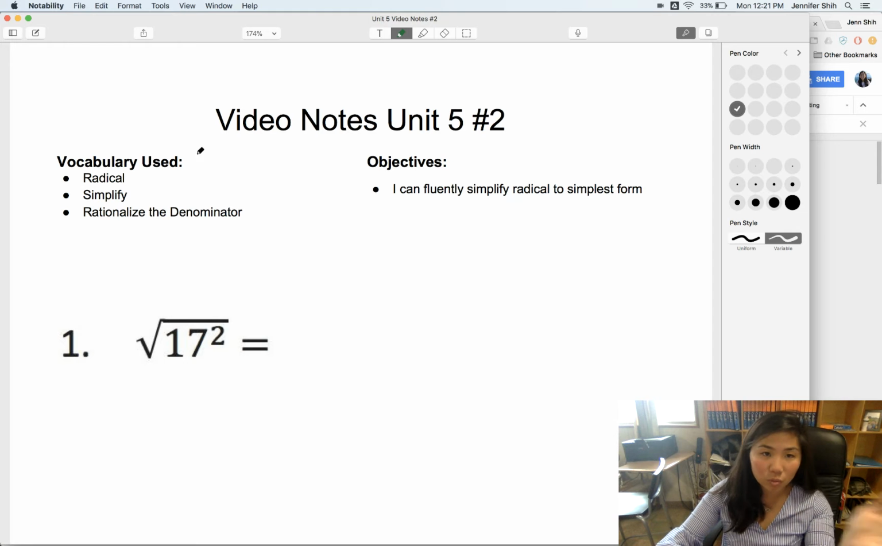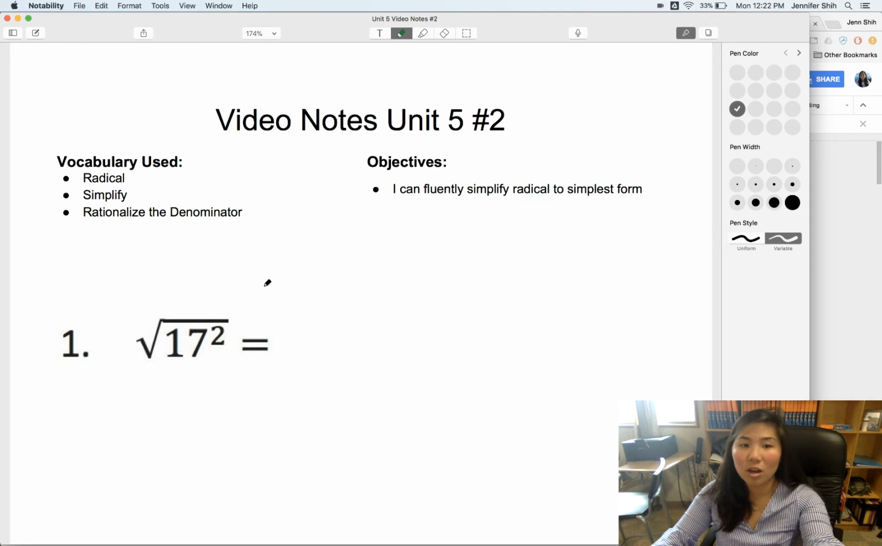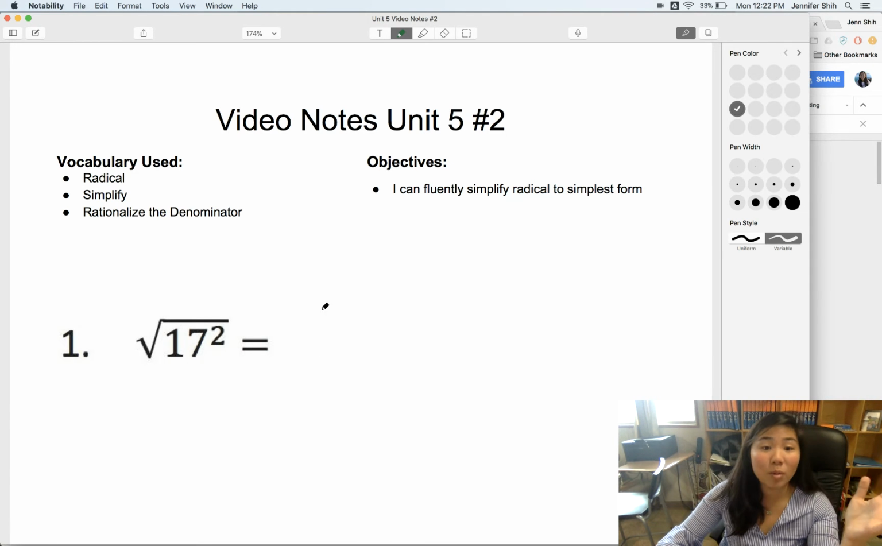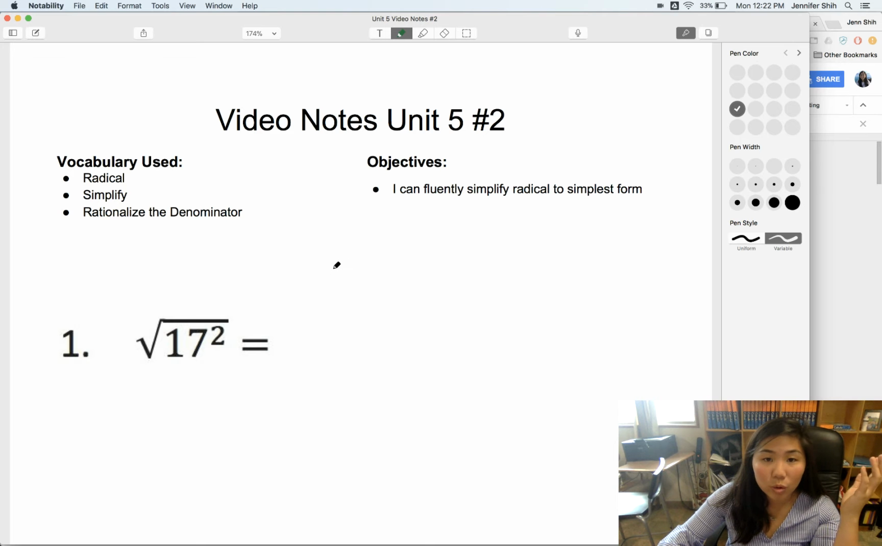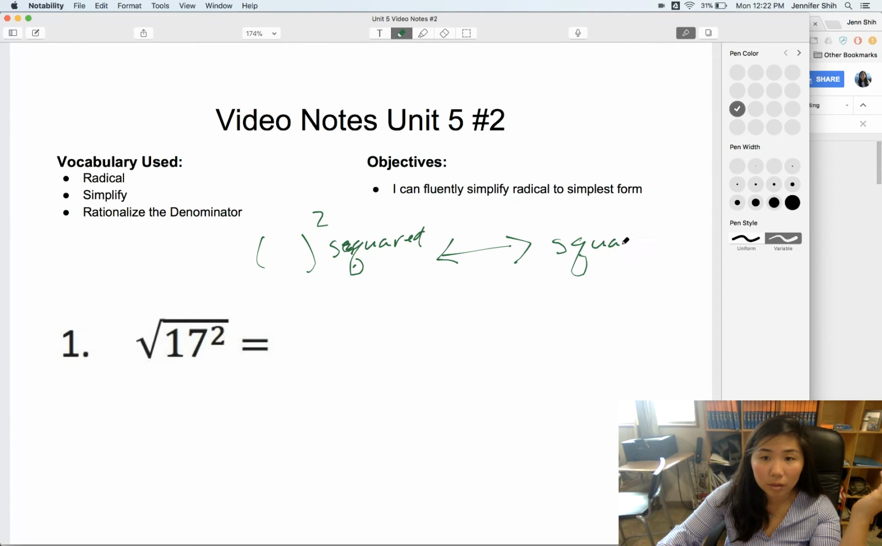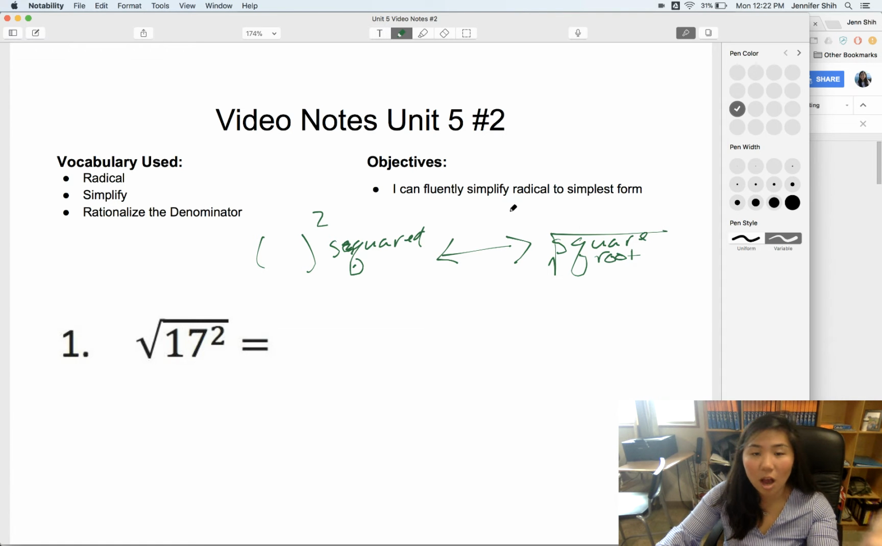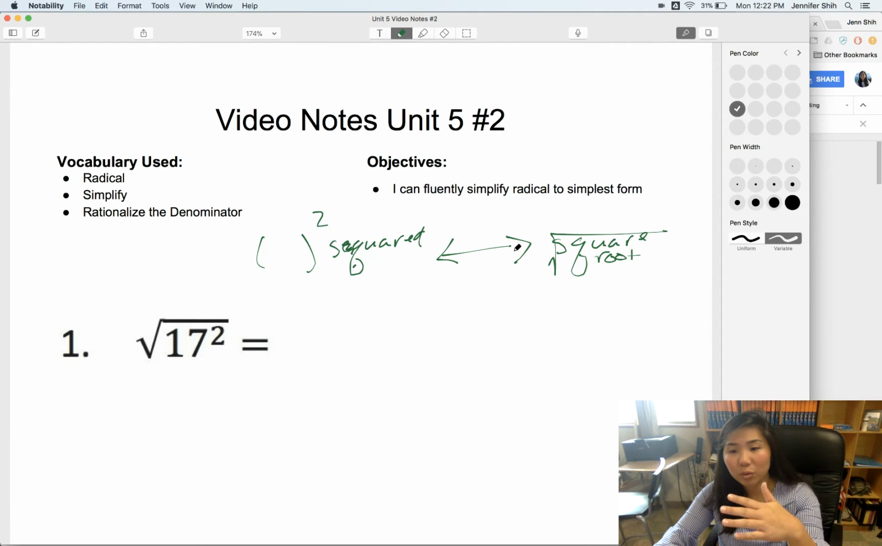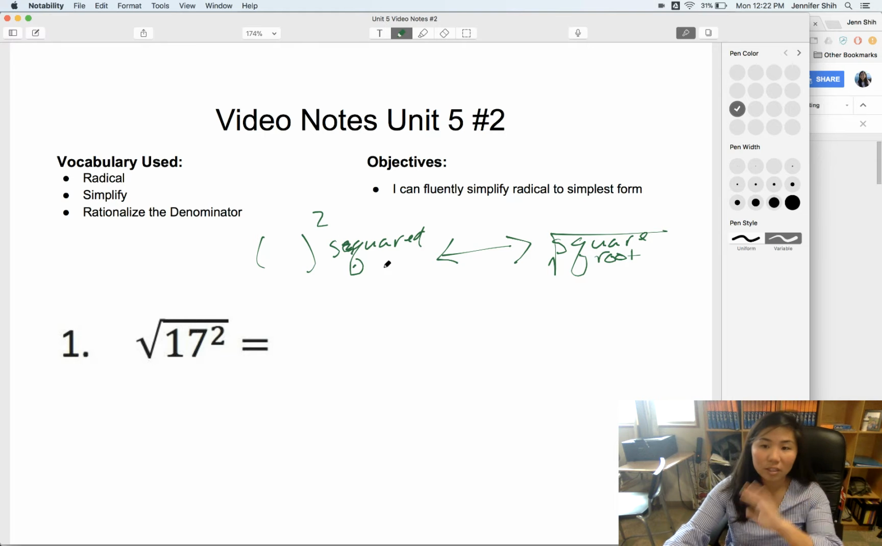So I'm going to use the words radical, simplify, and rationalize the denominator. So the big thing about radicals is this: if you take the square root of a square, so to undo it, you have something squared. That's how you spell squared. And then to undo it, you take the square root. So this is the opposite. To undo a square, you take the square root. To undo a square root, you square it.